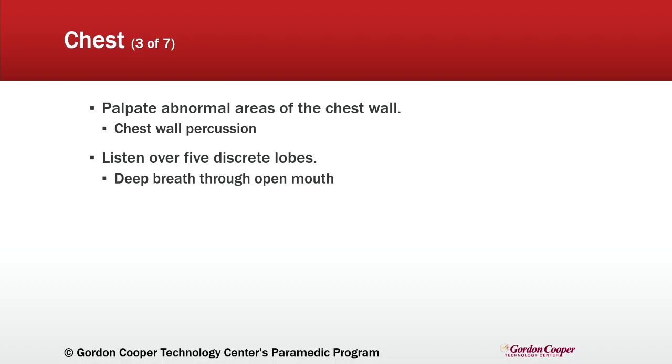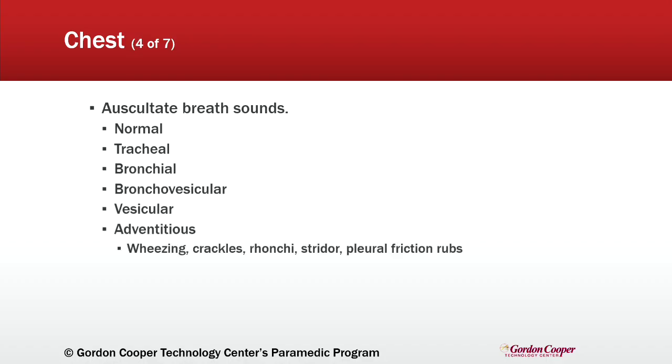Listen over each of the 5 distinct lung lobes, having the patient take a deep breath through an open mouth each time. When you auscultate breath sounds, normal sounds should be clear and quiet. Bronchial sounds are hollow, tubular, and lower pitched and are heard over the trachea. Bronchovesicular sounds are soft, lower pitched, and are found in the middle chest or mid chest. Vesicular sounds are finer and somewhat fainter breath sounds heard during expiration.